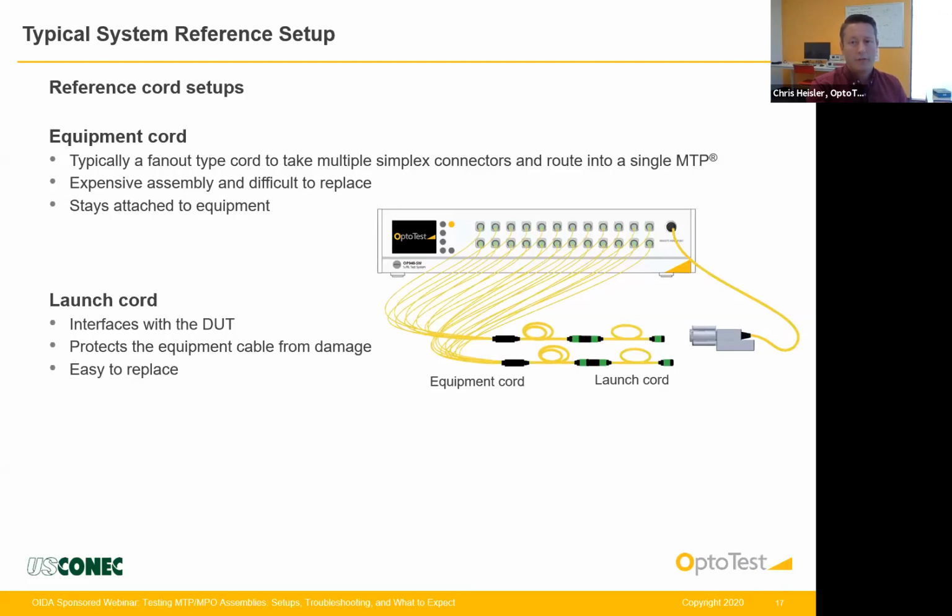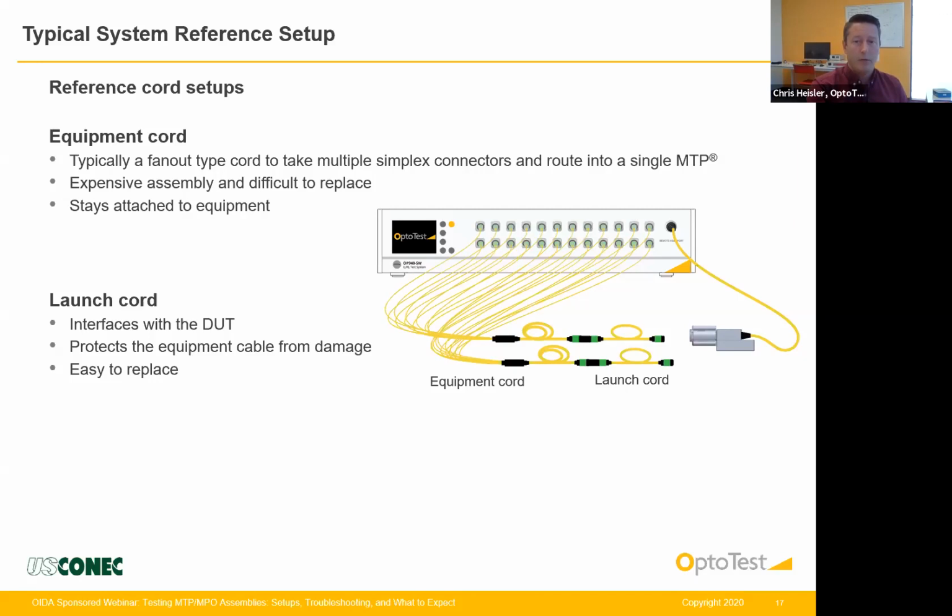A launch cord interfaces directly with the DUT. It is connected to the MPO connector of the equipment cord via a mating adapter. The open connector of this launch cord will be mated to the DUT. This open connector is considered the reference connector and as such should be maintained and cleaned routinely.